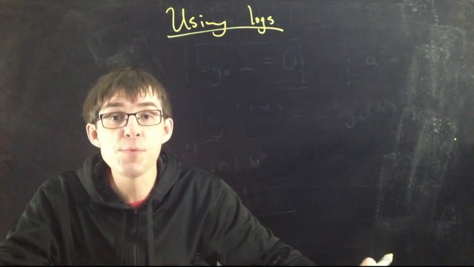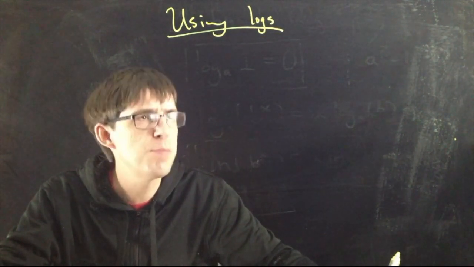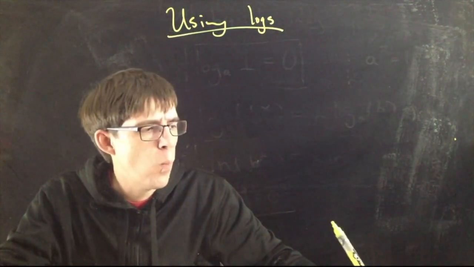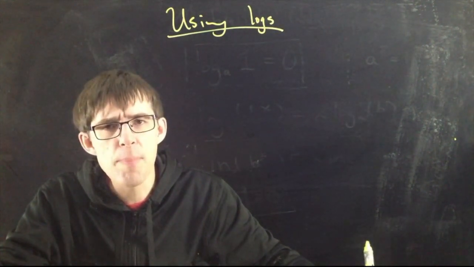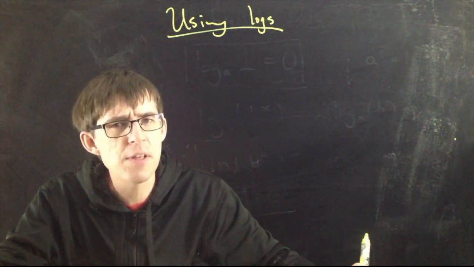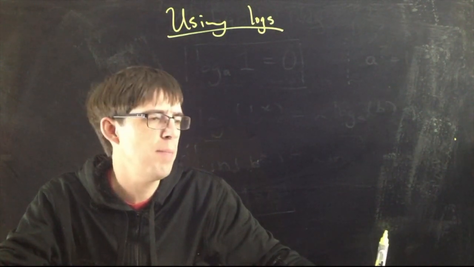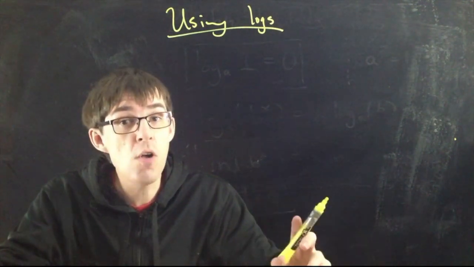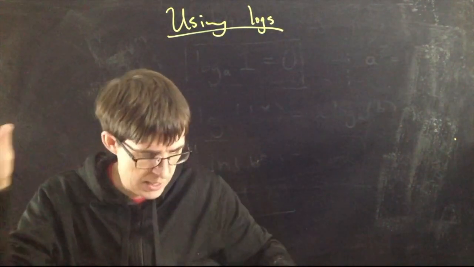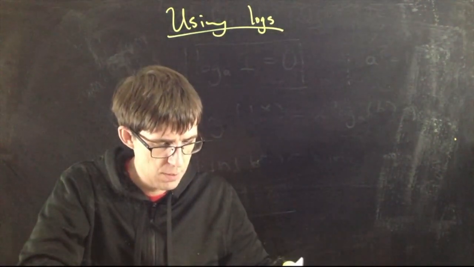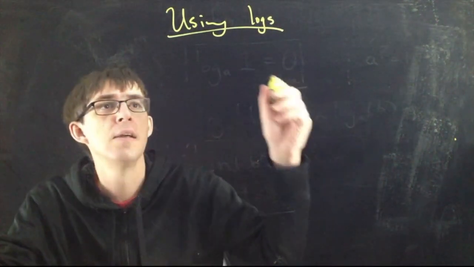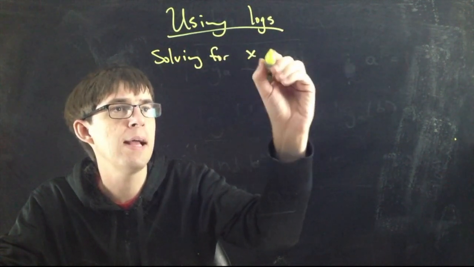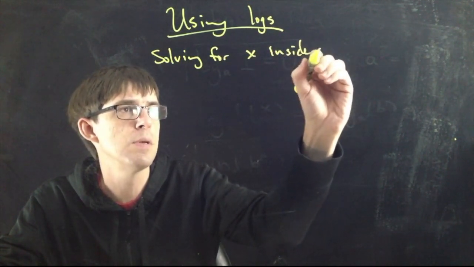Logarithms were invented in the early 1600s by a Scottish guy named Napier. What's the point of that? It's a weird operation. You basically have to use a calculator to do it most of the time, unless you get lucky. They are actually useful for solving certain types of equations, and I just want to do some examples of that. They are useful for solving for x inside an exponent.